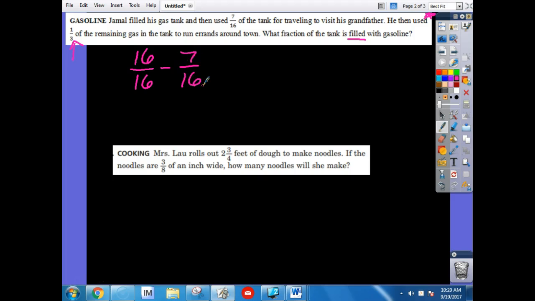He used 7/16. So from 7, I'm just going to count it to 16: 7, 8, 9, 10, 11, 12, 13, 14, 15, 16. I've got 9/16. Now, he used 1/3, but they want to know what fraction of the tank is filled. So I want to find out what he didn't use. He didn't use 2/3. He still has in the tank 2/3.